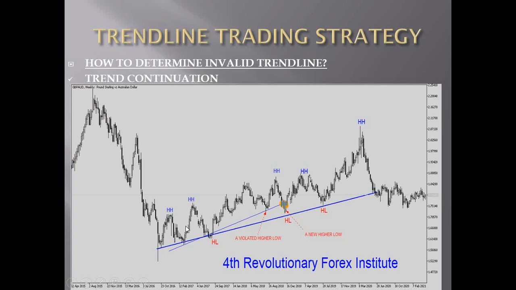So let's start. We call this a trend continuation or a breakout continuation. It's whereby we have this trend line. Traders, please be careful here.